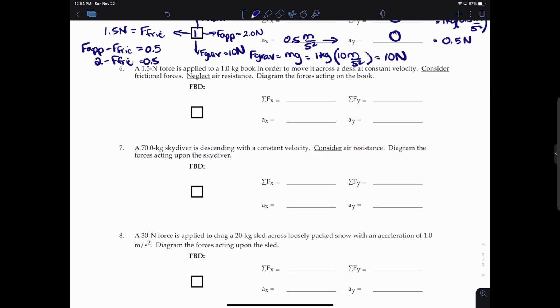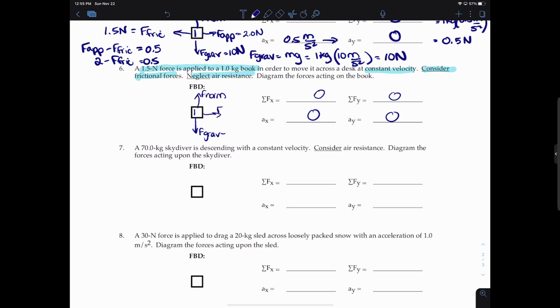All right, so number 6, we have a 1.5 newton force applied to a 1 kilogram book in order to move it across the desk at a constant velocity. Consider friction, neglect air resistance. Okay, nice. We've got a constant velocity problem, so that means all of these are 0. That's really nice. Okay, so we've got a 1 kilogram book. We have the force of gravity. We have the normal force.